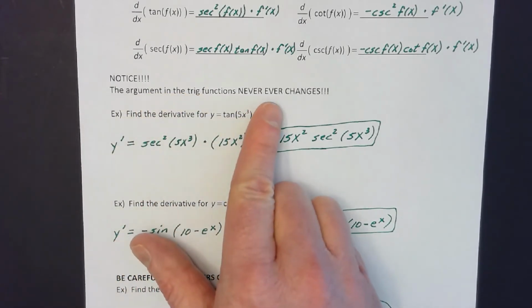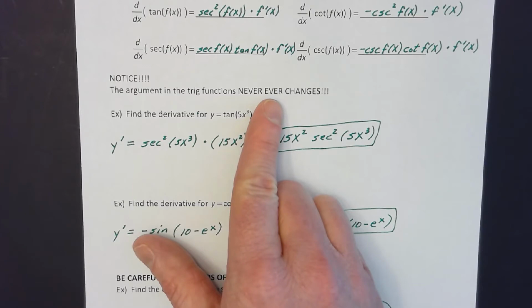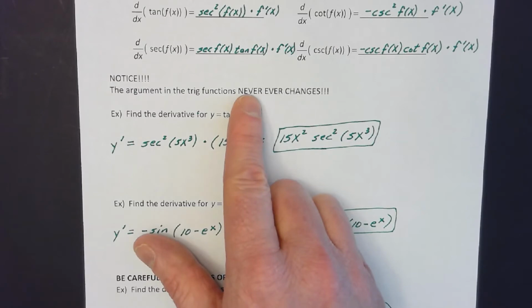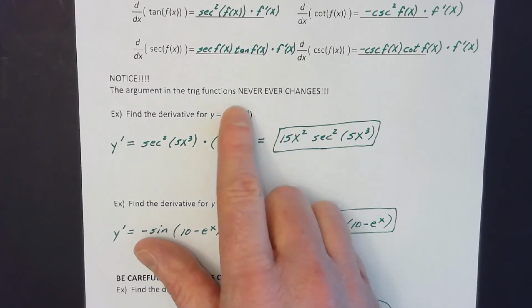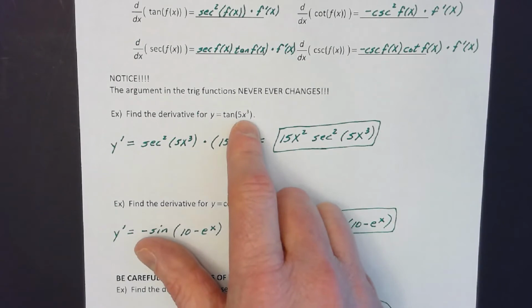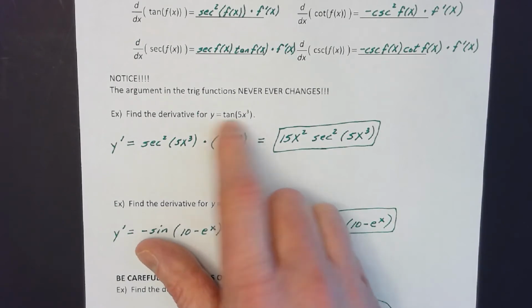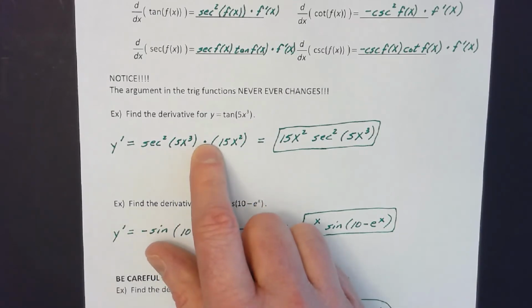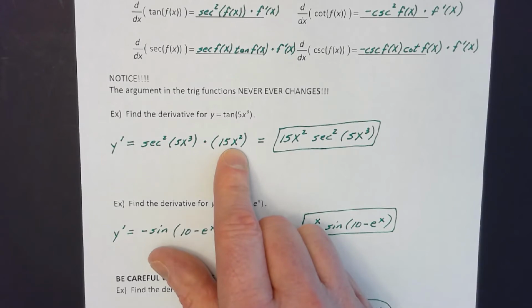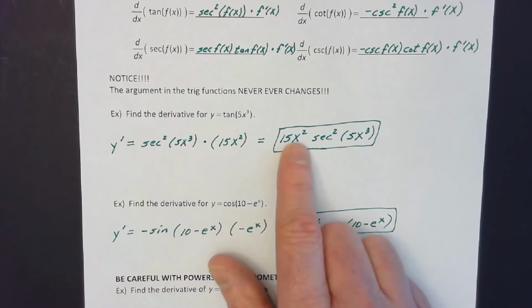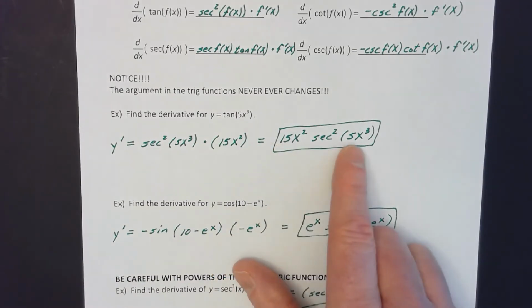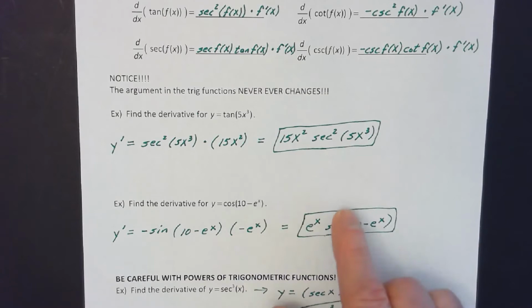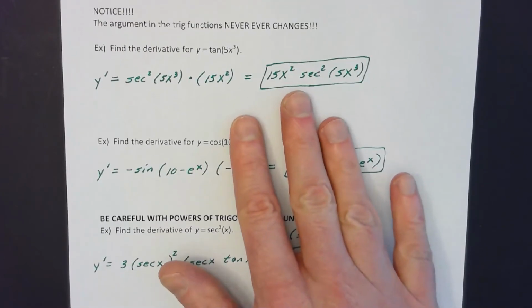To show you some examples of these, and again, please notice I'm trying to emphasize this because a lot of students mess up on this. Whenever you're taking the derivative of a trig function, the angle or the argument inside of the trig function will never change. So if I say take the derivative of the tangent of 5x cubed, well, derivative of tangent is secant squared. I'd keep the angle 5x cubed. Then I'd multiply by the derivative of that angle. Well, derivative of 5x cubed is 15x to the second. I could bring that 15x to the second out in front of my secant squared of 5x cubed and be done with that problem.